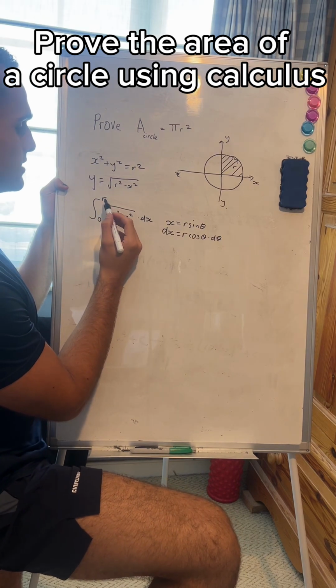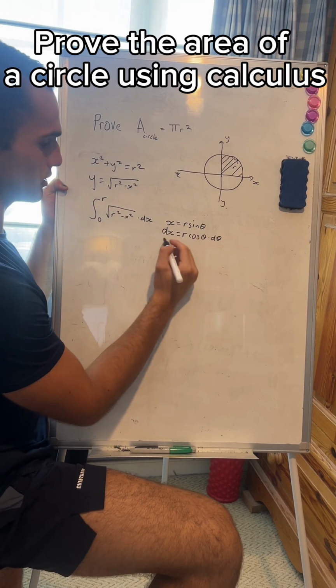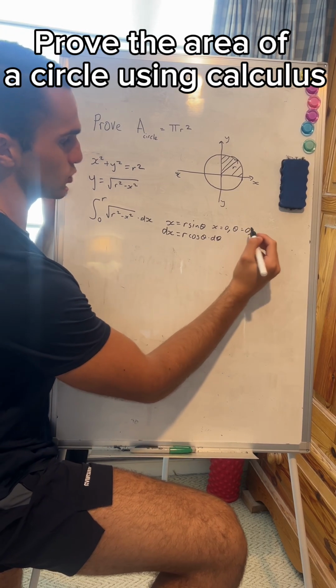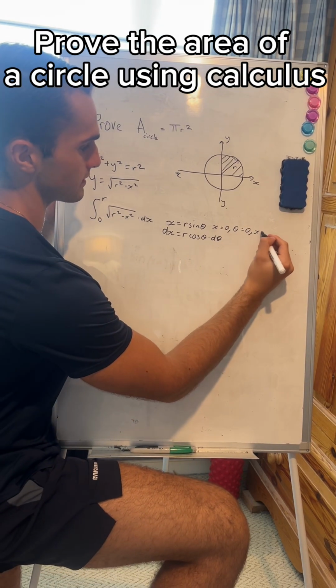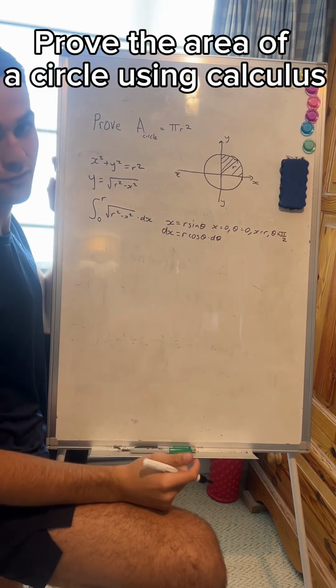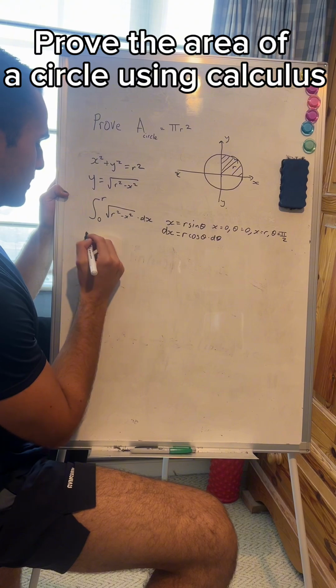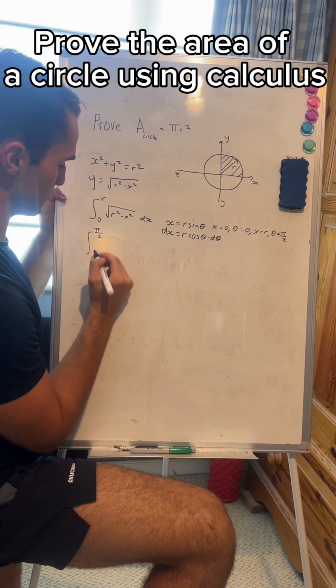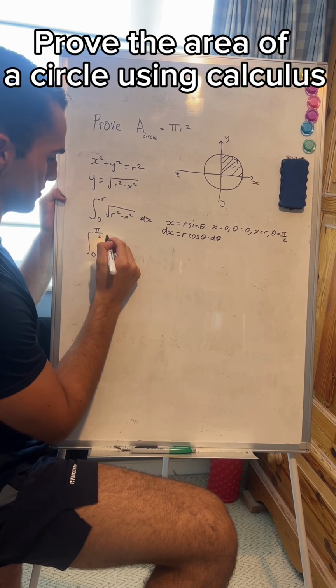When x equals 0, theta is going to equal 0, because we have to do this with substitution. When x equals r, theta equals pi over 2, because the inverse sine of 1 is pi over 2. So now our new bounds are 0 and pi over 2, and we're going to substitute this in.